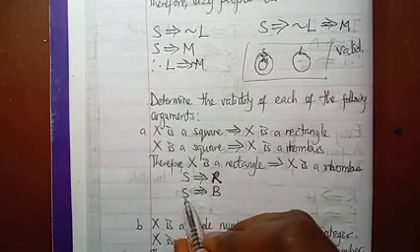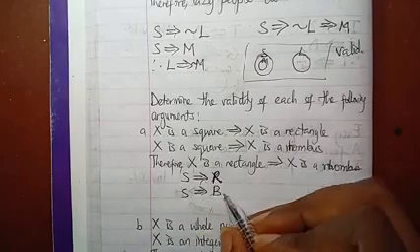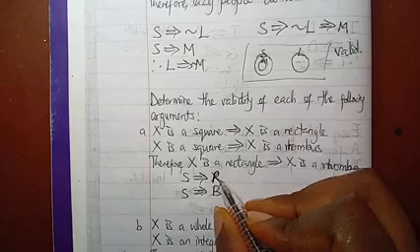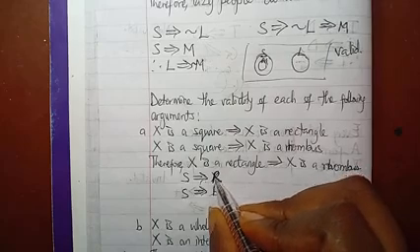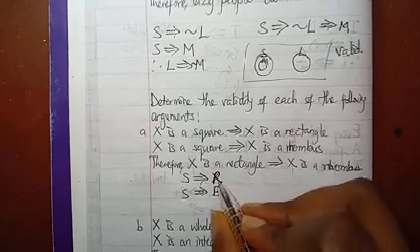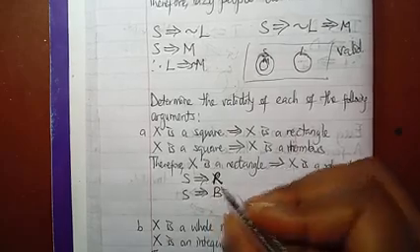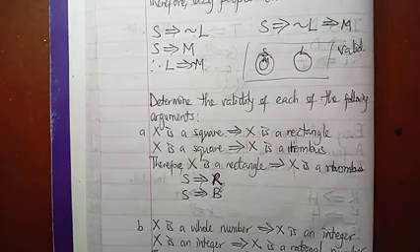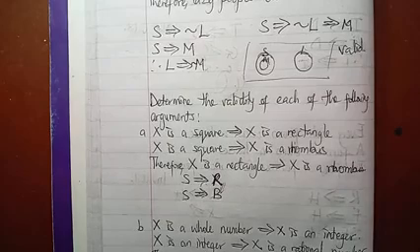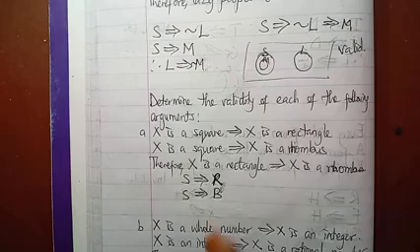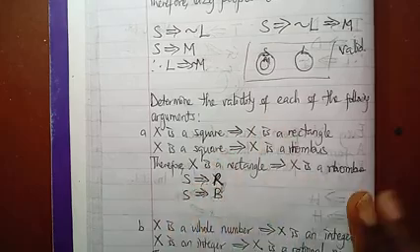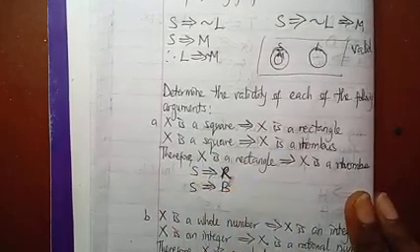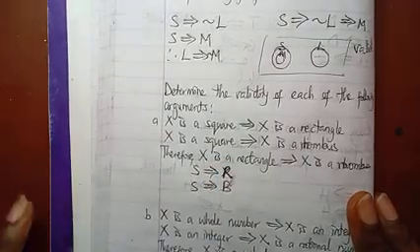If X is a square, it implies that X is a rhombus. So can we safely say that if X is a rectangle, then X is also a rhombus? That is, do we have this as an implication? No, we don't. This is an invalid argument. The conclusion does not follow from the premises. We don't form a chain out of the premises.